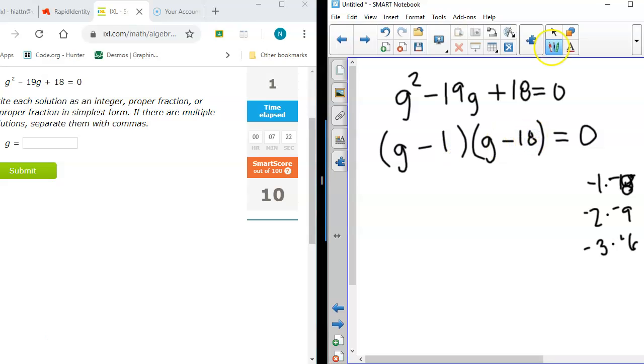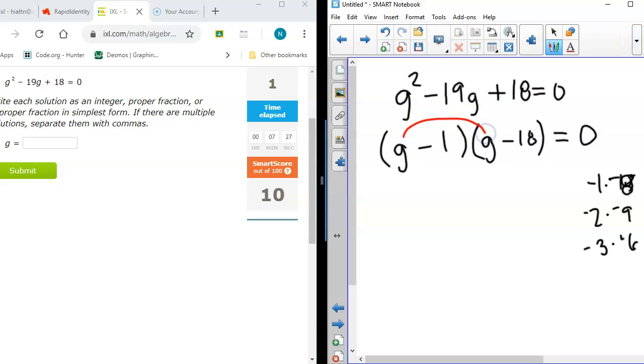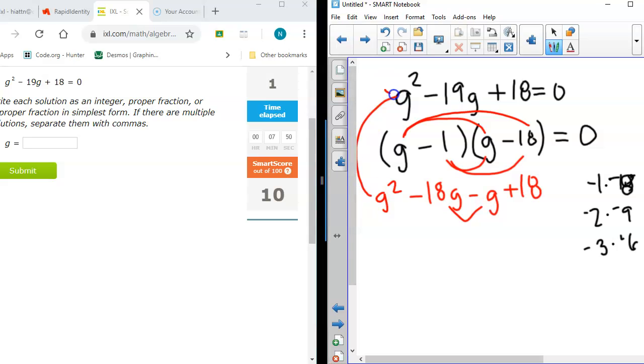And if I check to make sure that this is right, g times g is g squared, and then g times negative 18 is negative 18g, and then negative 1 times g is negative g, and then negative 1 times negative 18 is positive 18. And if I put that negative 18g and that negative g together right there, I'm going to get negative 19g, which is what I started with up here at the beginning.